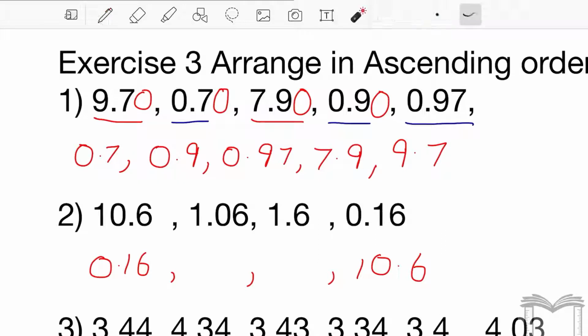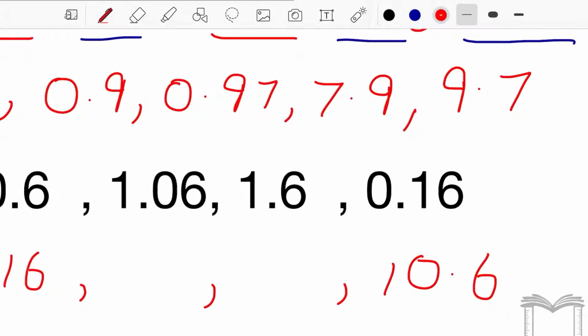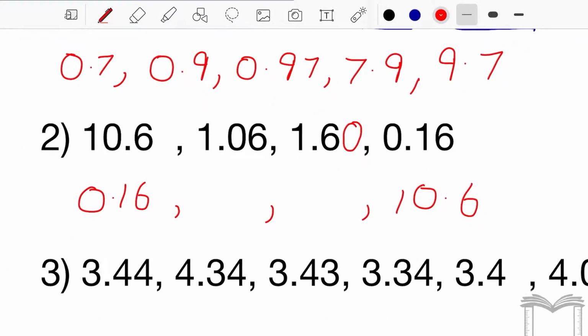So seeing that these two have the same ones number, we are going to fill in the decimal place here so that we can easily compare the 0.06 to the 0.6. So we know that 6 is less than 60, so it will be 1.06 followed by 1.6.